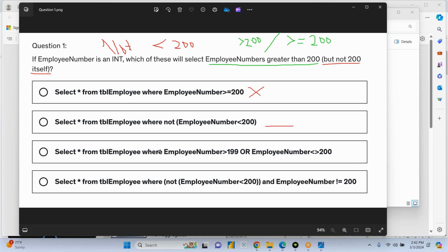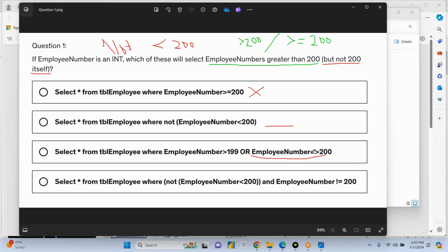Let's check out this one. Let's see what is wrong with it. This one says that the employee number should be strictly greater than 199, or the employee number should be different from 200. Let's look at this side. You have to look at this separately. All right, let's look at this side first. Is 200 involved in this? Because our problem is to exclude 200.